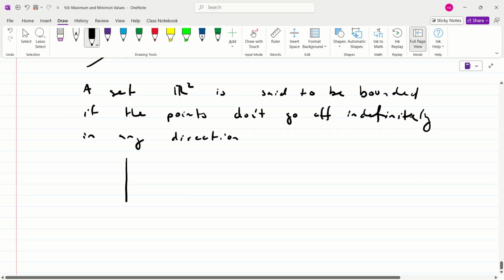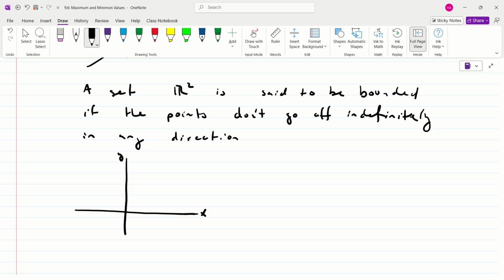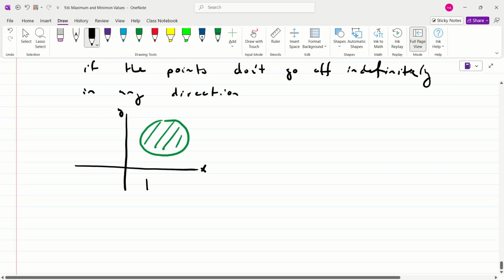to be bounded. So consider in 2 dimensions, x and y, R2, our set to be this set right here, this collection of x's and y's. So our x's and y's don't go off indefinitely in any direction, right? They're within this scope where I can see them all. If I zoom out far enough, I can see them all right in front of me. So this is a bounded set.